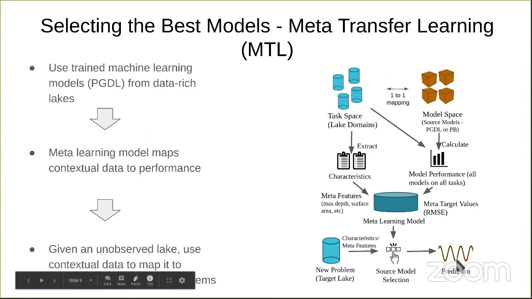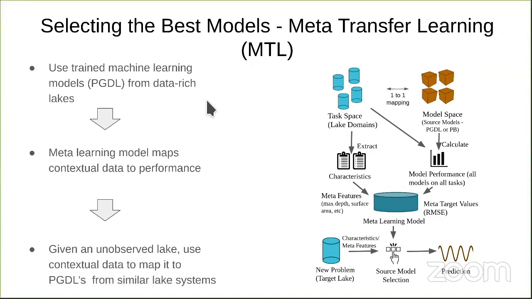And more simply, because this is a kind of complicated figure, we first use machine learning models, PGDL models, from data-rich lakes. The meta-learning model maps contextual data to performance. And then given an unobserved lake, we use contextual data to map it to PGDLs from similar systems.